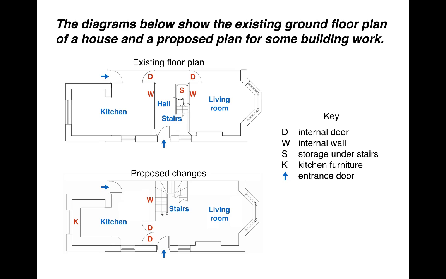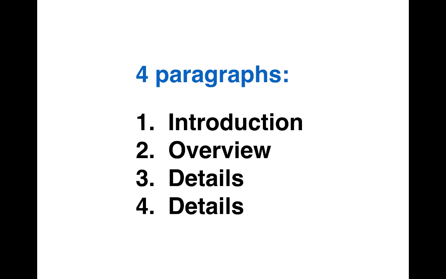So we're going to use the present tense and the future tense with will, because the proposed diagram is for the future. It hasn't been done yet. Okay, let's go through our normal process of writing 4 paragraphs. Introduction, overview, and 2 paragraphs of details.